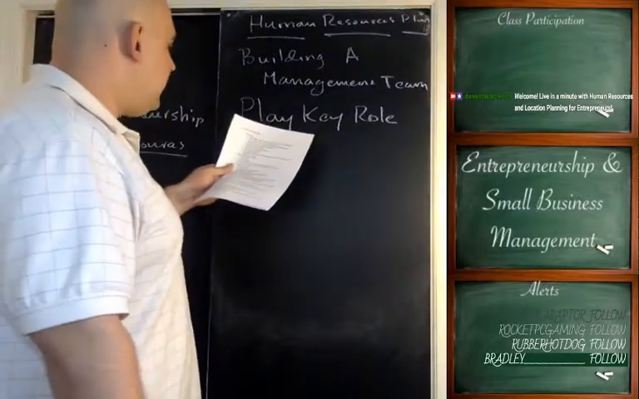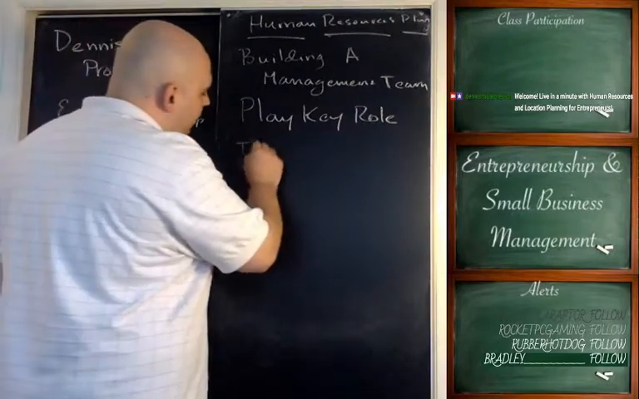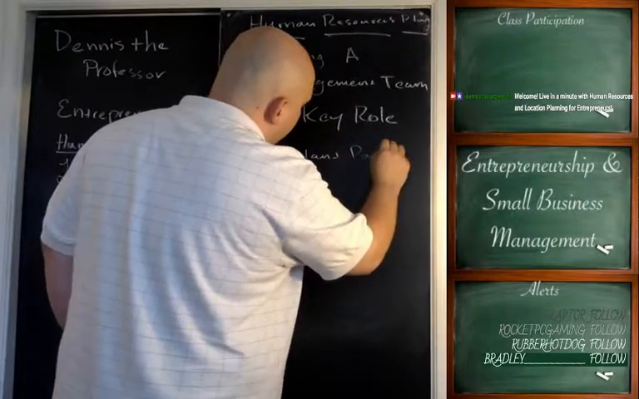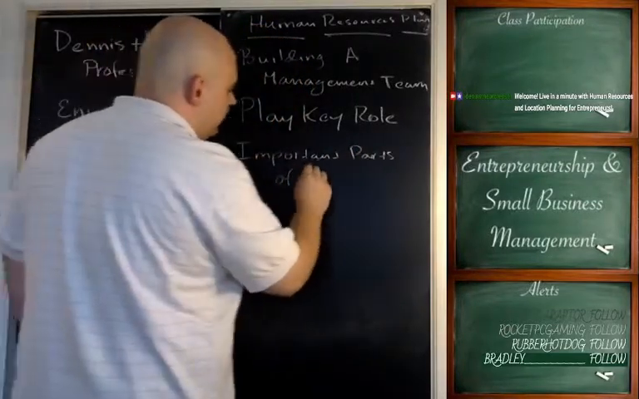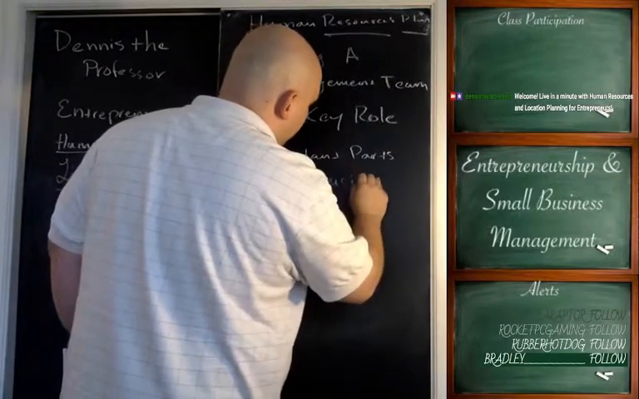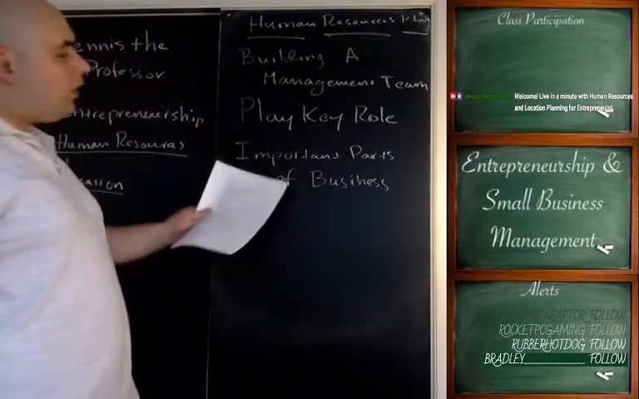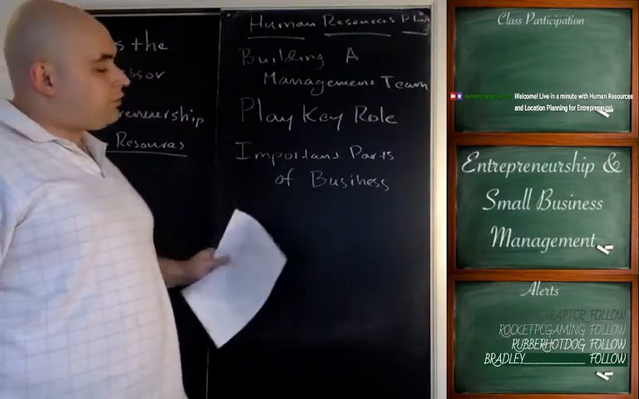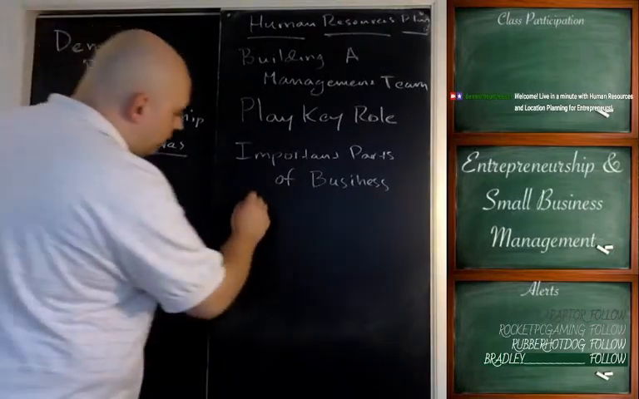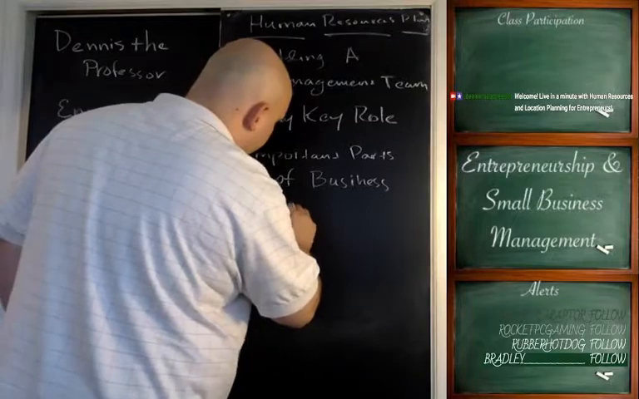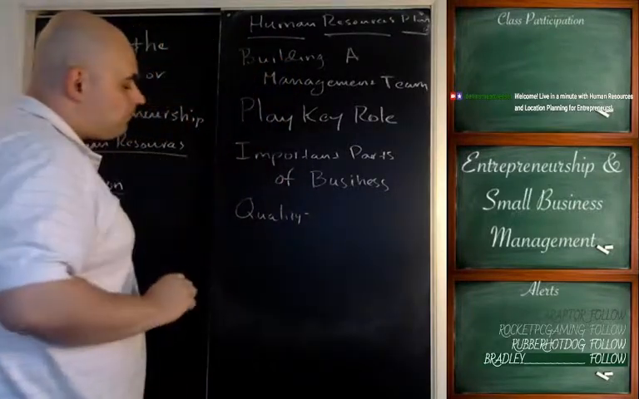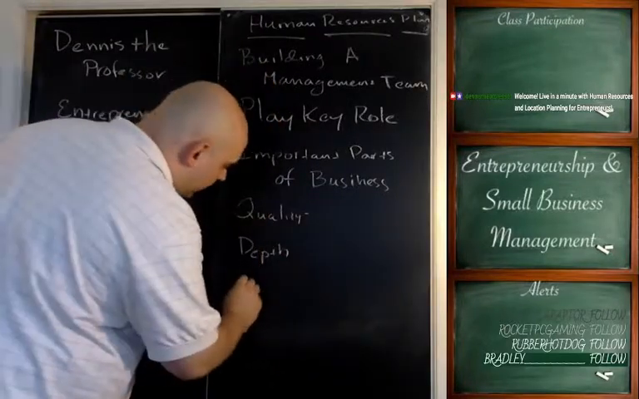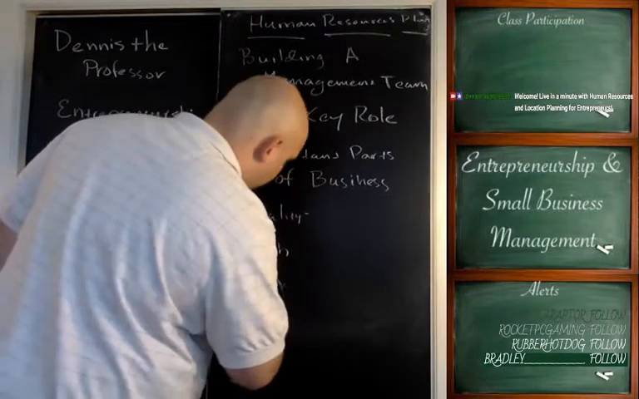So take a minute now and write down the most important parts of your business. While you do that, assuming you want to start a business or assuming you have some business idea, I'm going to go ahead and do that for this stream. So some of the things we want to worry about is quality for the stream. The next thing we want to worry about is depth. We also want to worry about reach and funding.